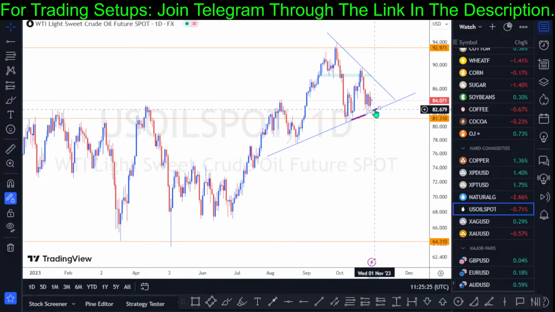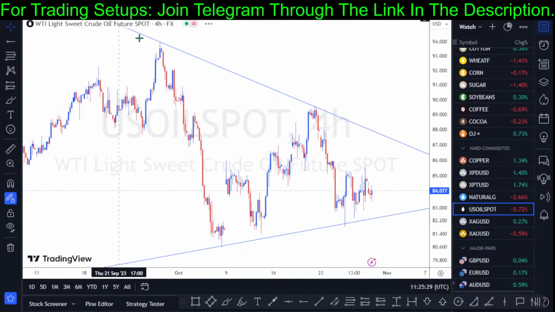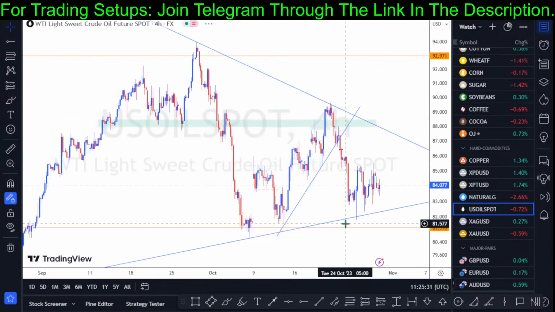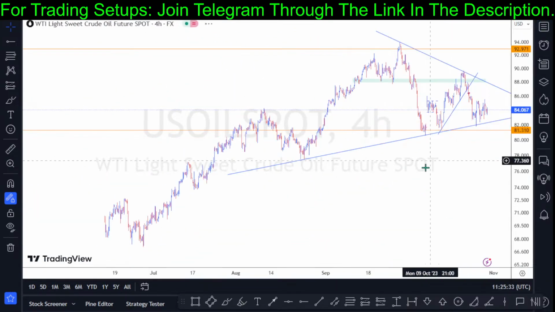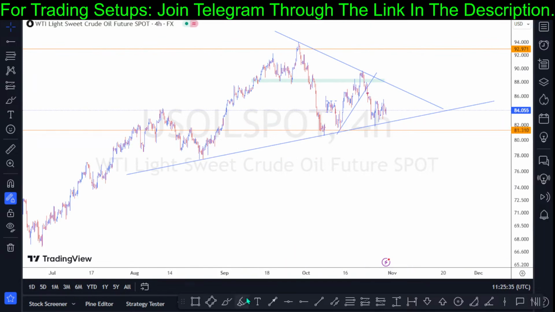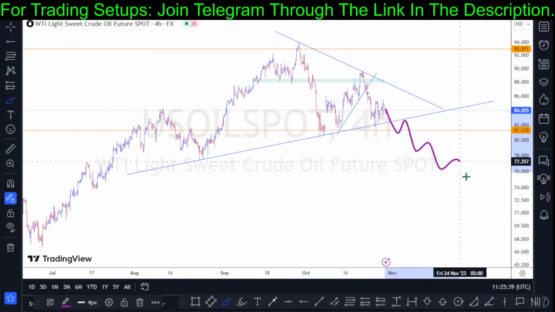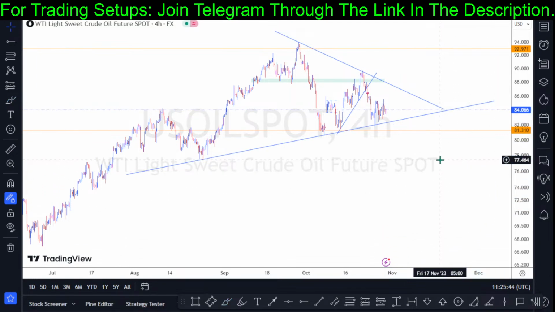So based on the US oil, I am closely monitoring this asset. I want to see how it will react to this level right there. Maybe we are going to have a massive bearish breakout down for more downward rally on US oil. So this is what I have on US oil. So this is going to be a potential nice setup for us.